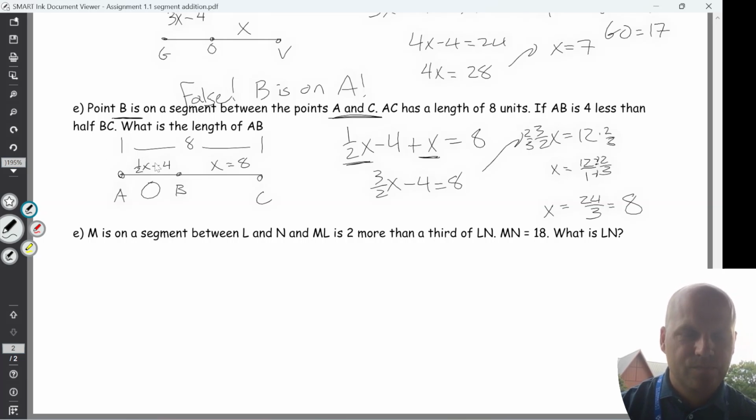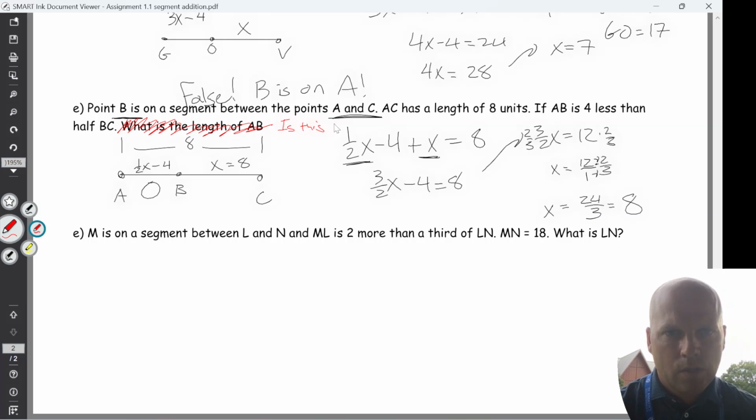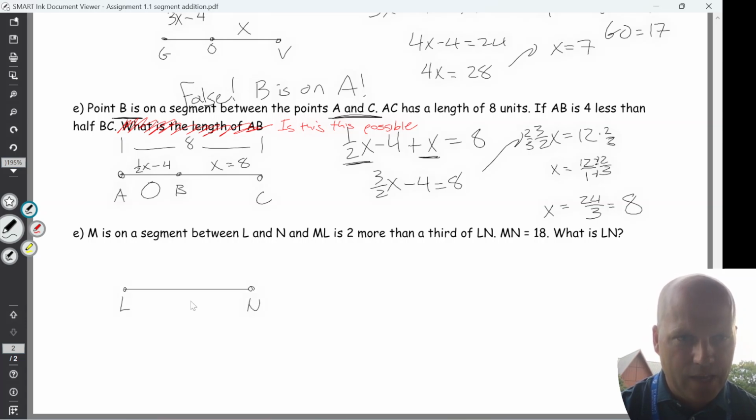Is this possible? Is this possible? And if you could think about other reasons why this can't be possible, that's great. Last question. M is on a segment between L and N, hopefully. M is on a segment between L and N. ML is 2 more than a third of LN. Ooh. MN is 18. What is LN?